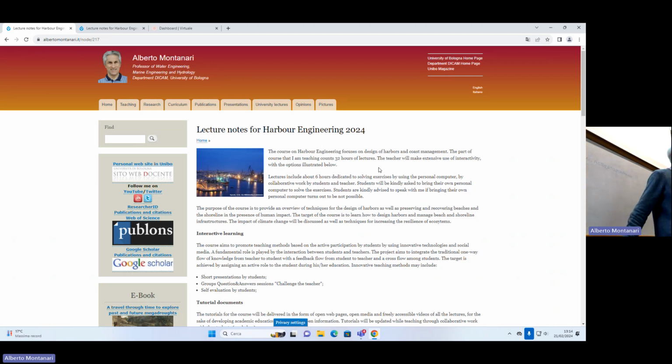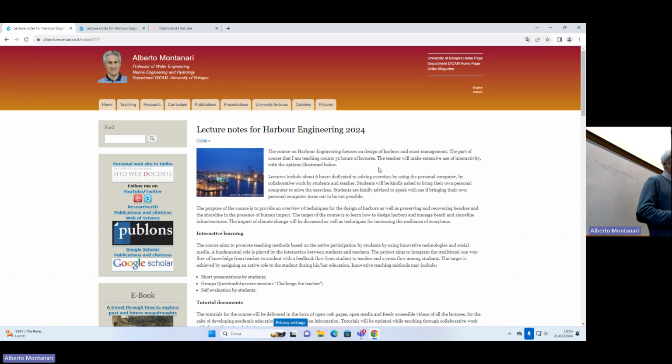And therefore we will talk also of coasts. So don't be puzzled if I start with an introduction to coastal engineering. It's extremely important that you understand the dynamics of coasts, why the coasts are important, and the importance of coasts is precisely related to harbors.